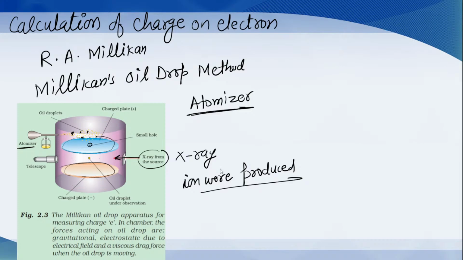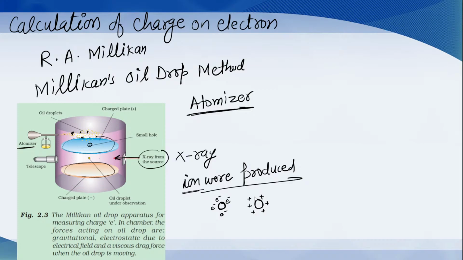And oil droplets on colliding with these ions also got charged. Now, initially oil droplets are neutral. Because of this ionization, oil droplets are now charged, either positive or negative. Because when air is ionized, gas is ionized, cations and anions are formed. So the oil droplet now becomes charged.